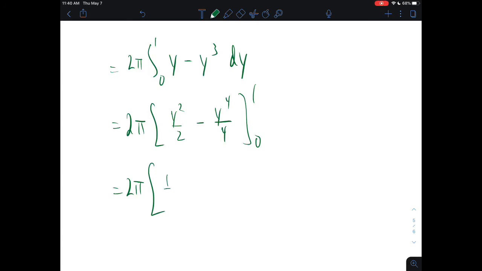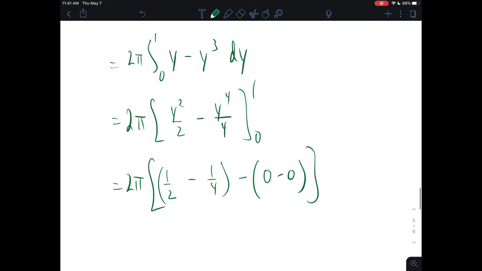Plugging in 1, I get 1 over 2 minus 1 over 4. And then plugging in 0, I would get 0 minus 0. Again, I encourage you to follow through on plugging in your limits of integration. Some of the problems you're going to see for these sections are purposely giving you simple limits of integration so that you focus on the setup and the antiderivatives. But don't always assume that you're always going to be plugging in 0 at the end.